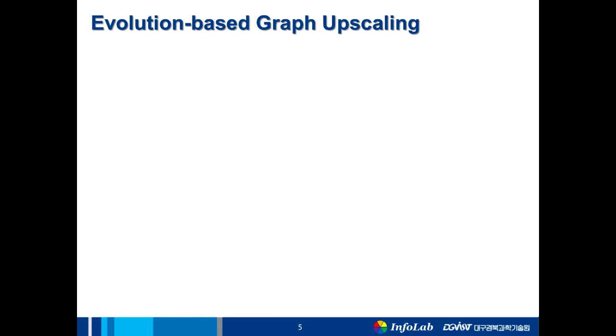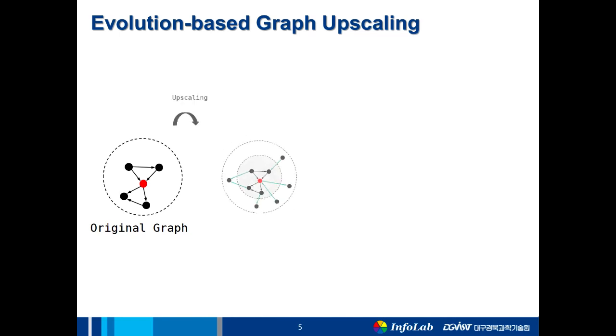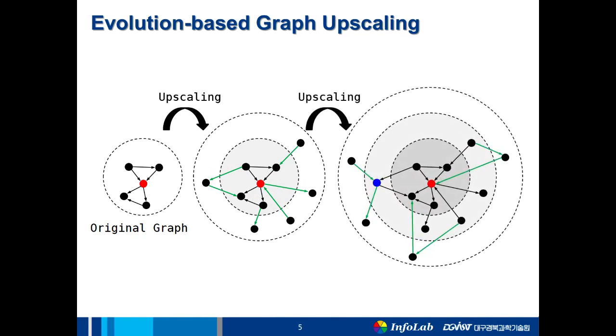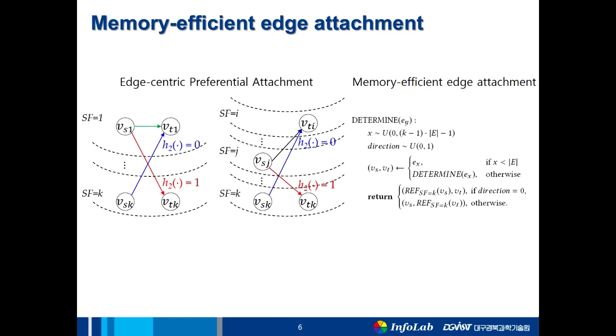The basic idea behind EvoGraph is to exploit the topology of an original graph without any sampling from the graph or any parameterization of the graph. During the graph upscaling process in an evolutionary manner, a new edge references existing edges in the original graph. For the graph upscaling process, we propose the edge-centric preferential attachment, and in order to reduce memory usage, we also propose the memory-efficient edge attachment. Due to lack of time, we omit the details, please check out our paper.